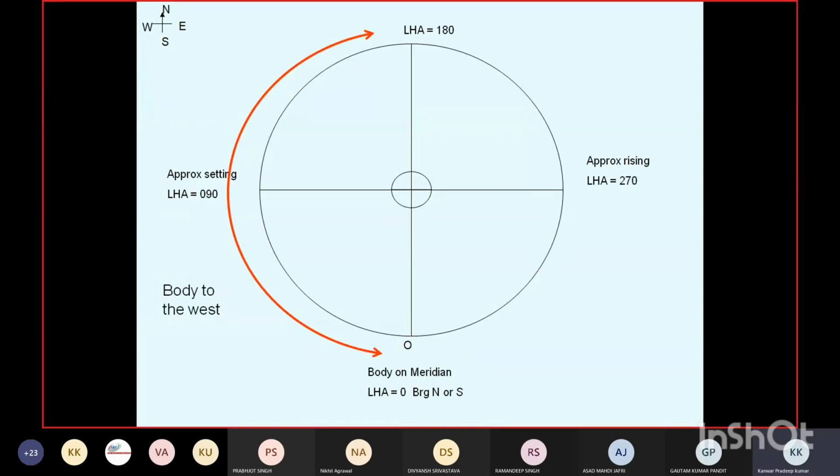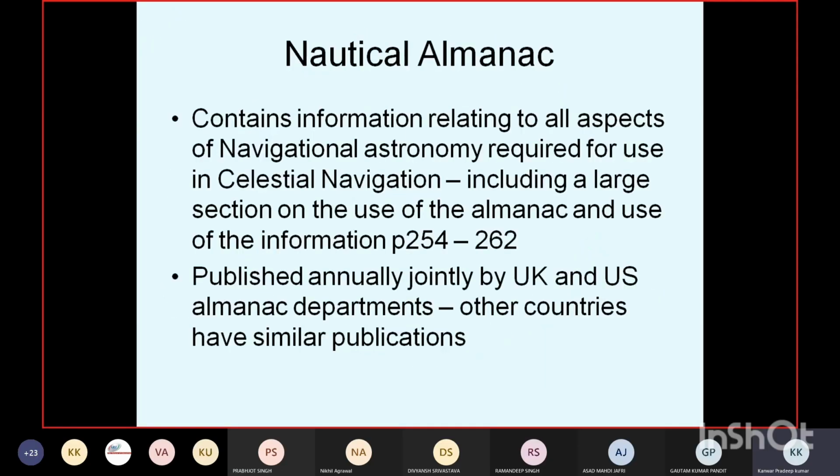So coming back to the conclusion, if the LHA of a body is between 0 and 180, the body lies to the west of the observer. And if the LHA of the body is between 180 and 360, the body lies to the east of the observer. Not east longitude, east of the observer. Very good.